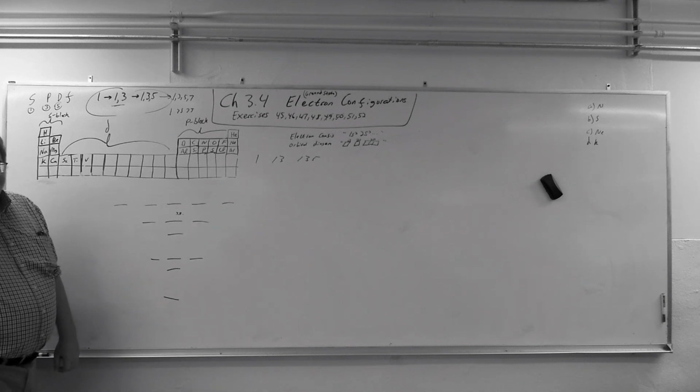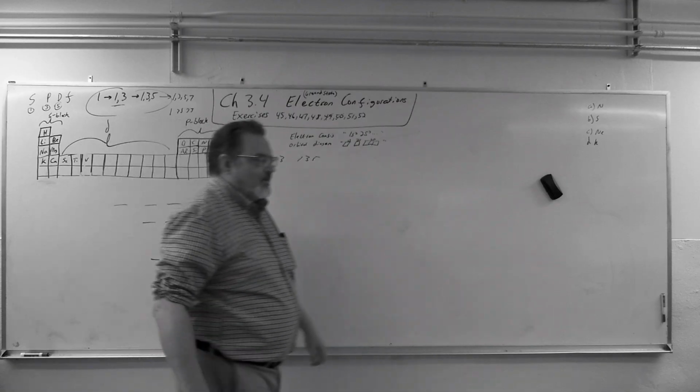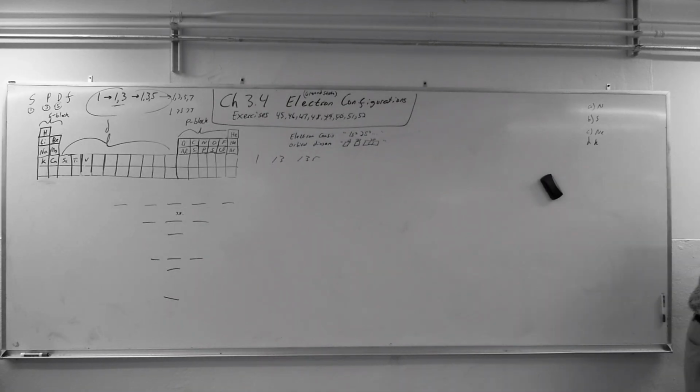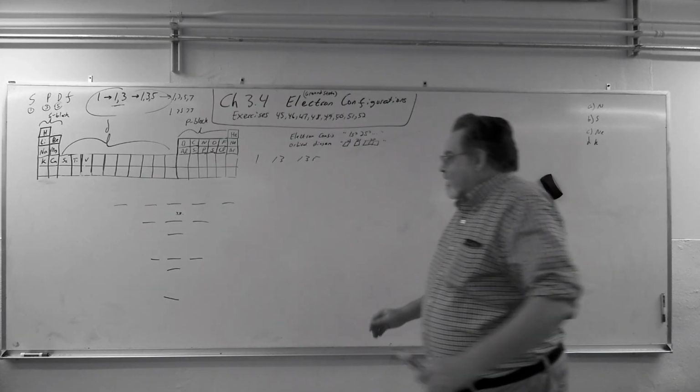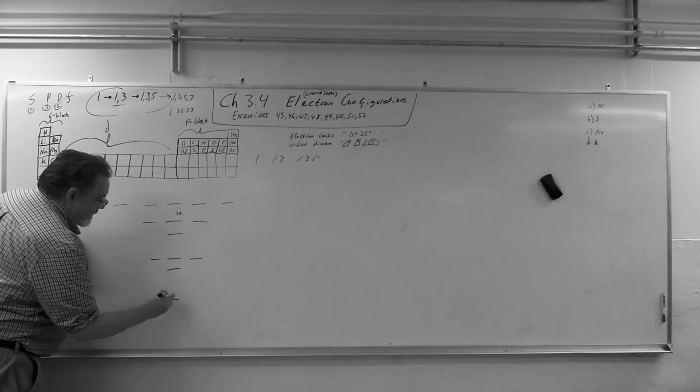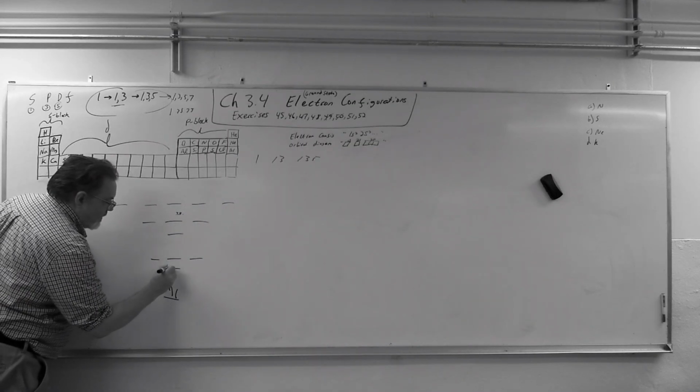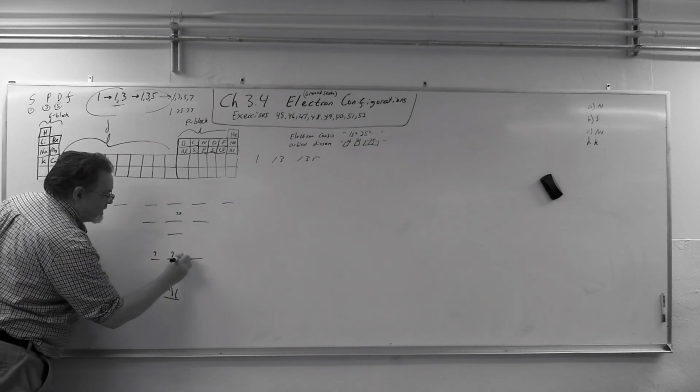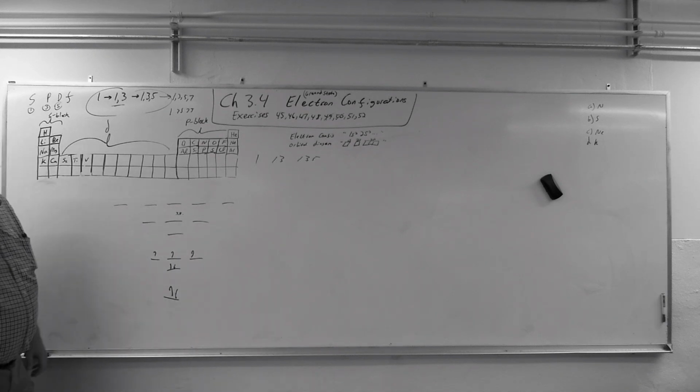Nitrogen. You need a number in your head. You find nitrogen on the periodic table. There's nitrogen. What's the number? 7. Meaning it's got 7 electrons. And now you follow those rules and you count to 7. 1, 2, 3, 4, 5, 6, 7. That is the electron configuration of nitrogen.